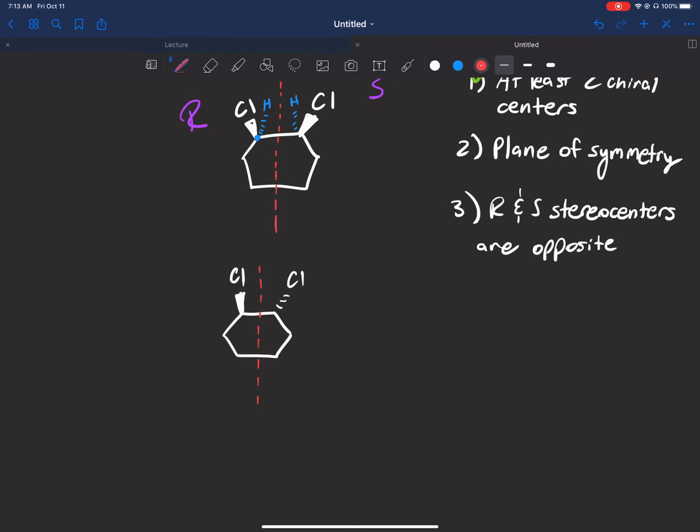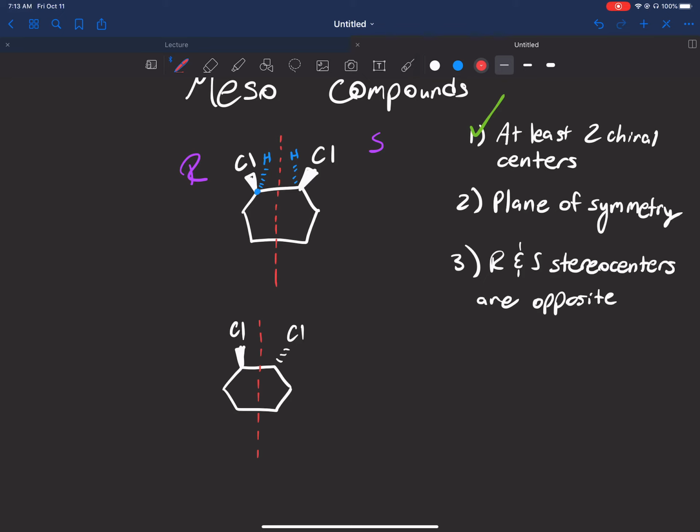Well, we can see on the left side we have a wedged chlorine, whereas on the right side it's dashed. So that's not a perfect mirror. It has to be a mirror in all aspects. And so it fails that rule.